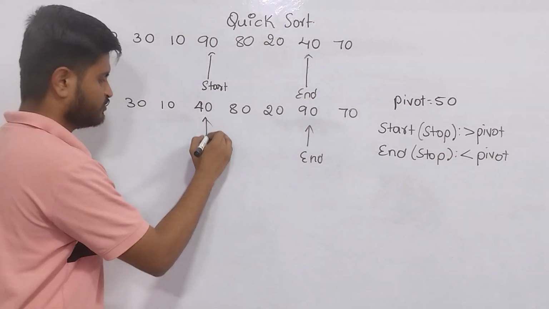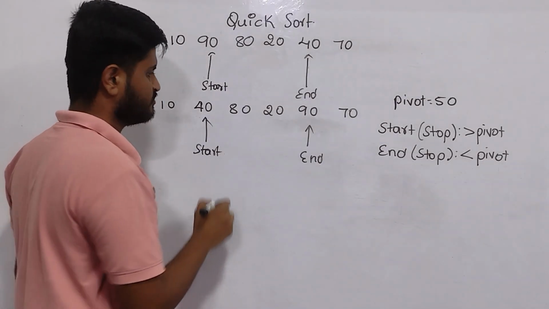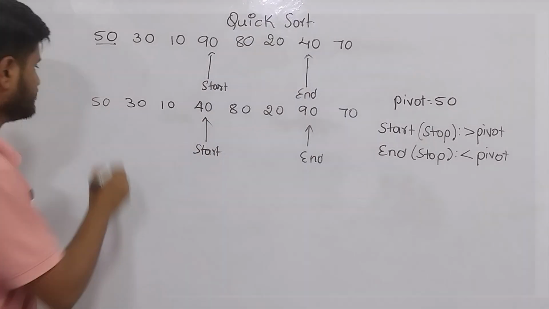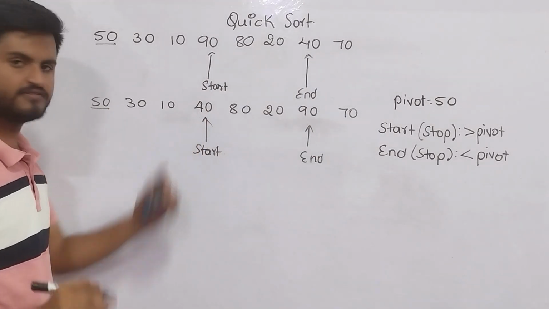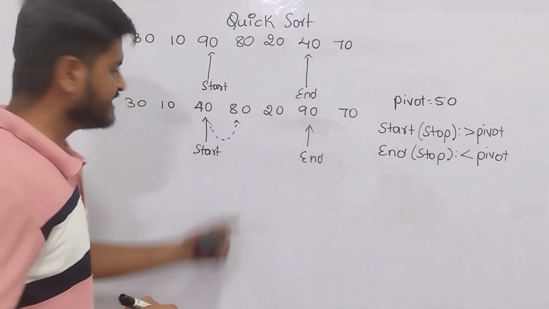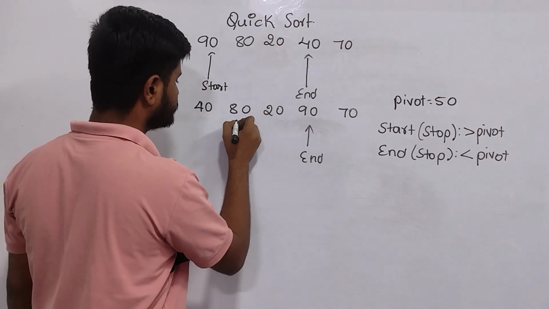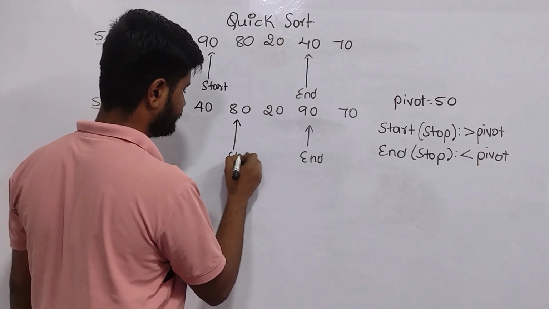Now I must move the start arrow. I will see whether the value is greater than my pivot value 50. 40 is not greater than 50, so I will move towards the right side. 80. Is 80 greater than 50? Yes, 80 is greater than 50. So I got the new start value, which is 80.